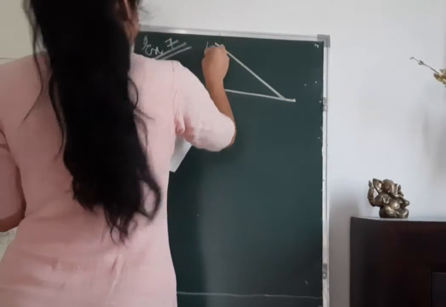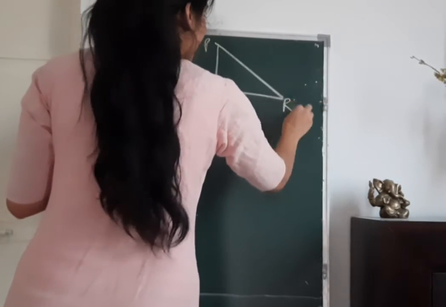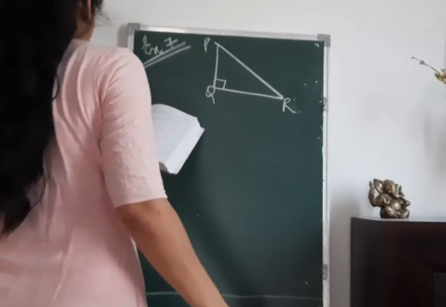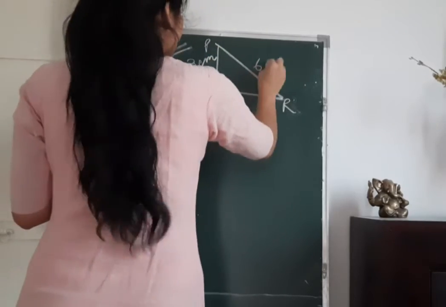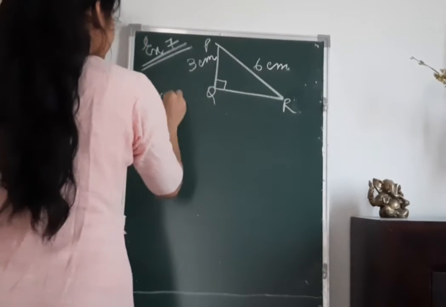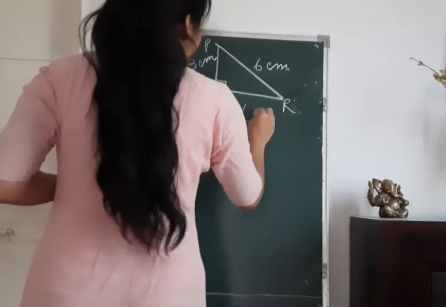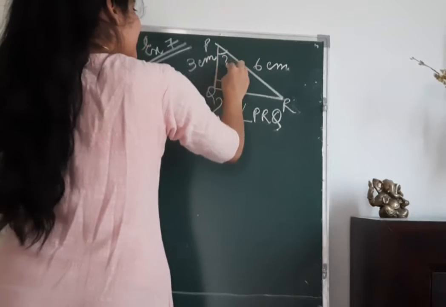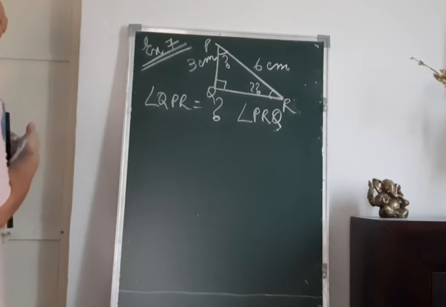So this is your triangle PQR. Okay. Right angle at Q. PQ is equal to 3 centimeter. PR is equal to 6 centimeter. I have to determine angle QPR. I have to find angle QPR and I have to find angle PRQ. That means I have to find this angle, and I have to find this angle. Okay. Let's see how I am going to do this.